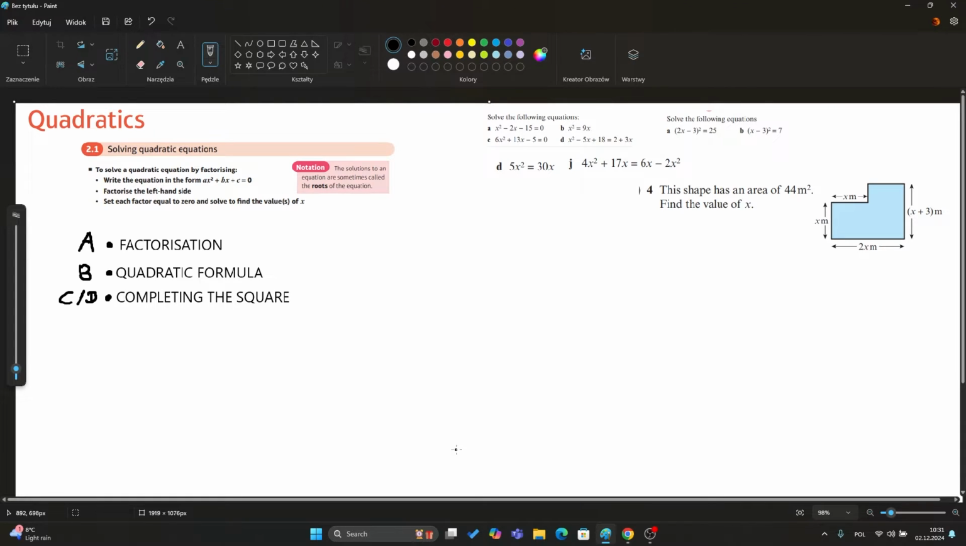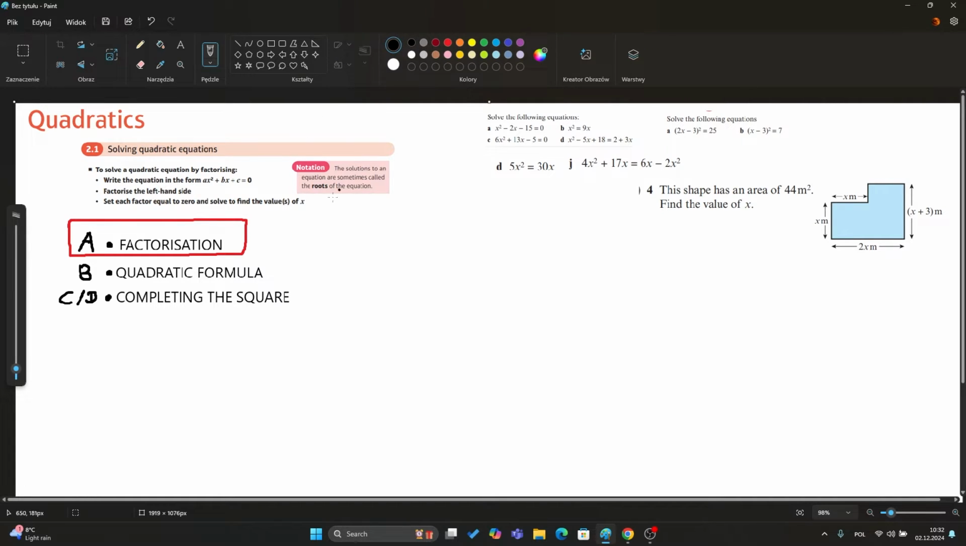Hello and welcome to the second chapter of Quadratics, where the topic is solving quadratic equations. Now there are three different ways that we can solve quadratic equations. We can use factorization, we can use the quadratic formula, or completing the square. The first method we're going to use is factorization.